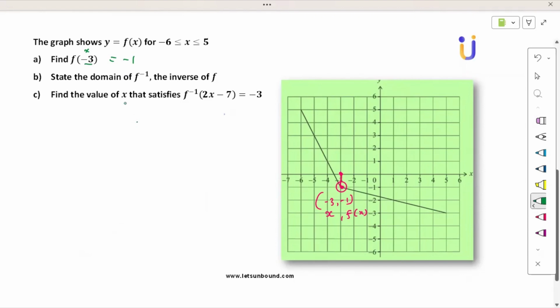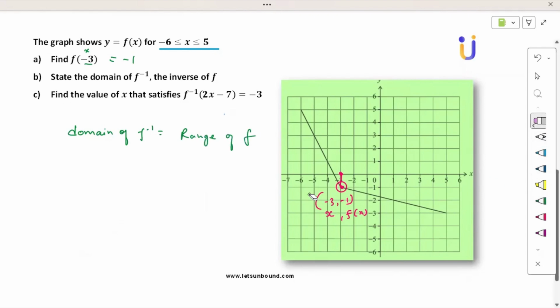Next, part B. State the domain of f inverse, the inverse of f. We have a function f and its inverse, so the domain and range get exchanged. The domain of a function is equal to the range of its inverse. So the domain of f inverse is equal to the range of f.